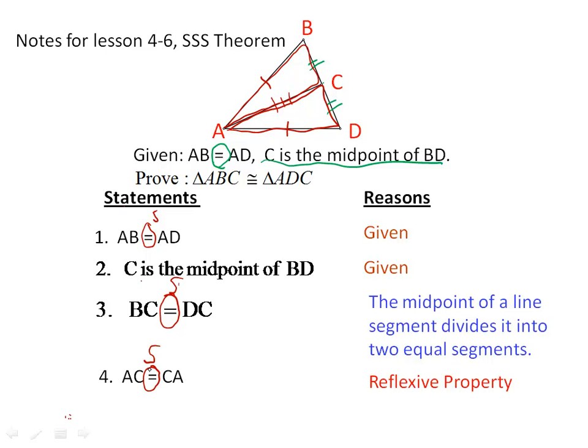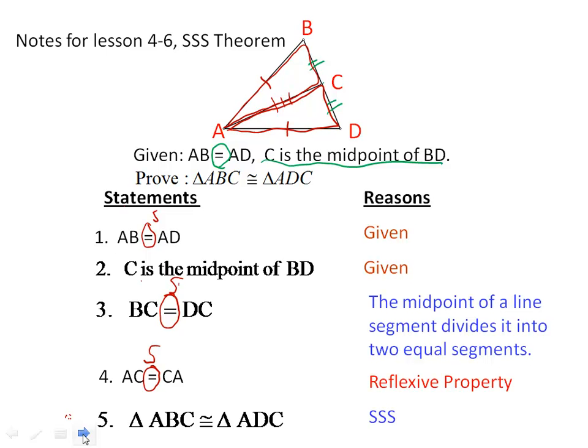It's another side. So now, instead of just having two ways to decide how you're going to show triangles congruent to each other, you have three ways. You have ASA, you have SAS, and now you have SSS as well. So now we can say that the triangles are congruent by SSS.